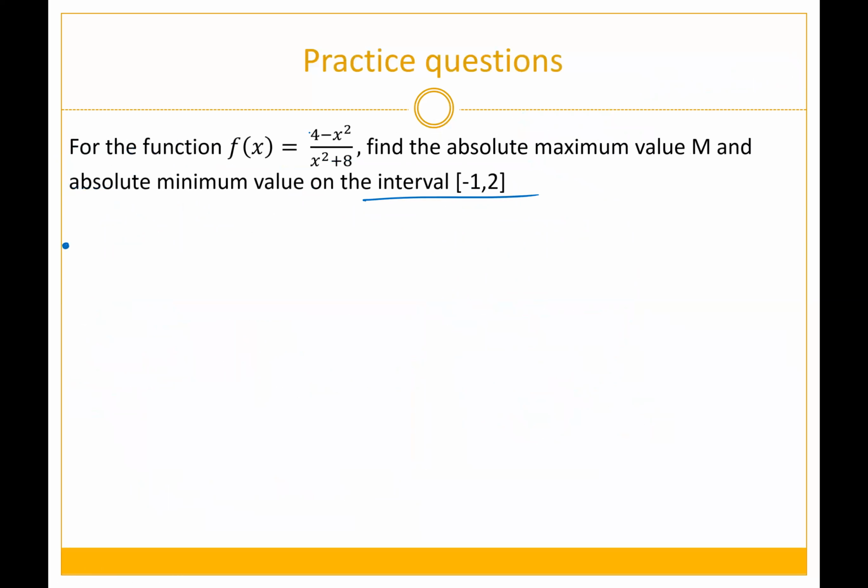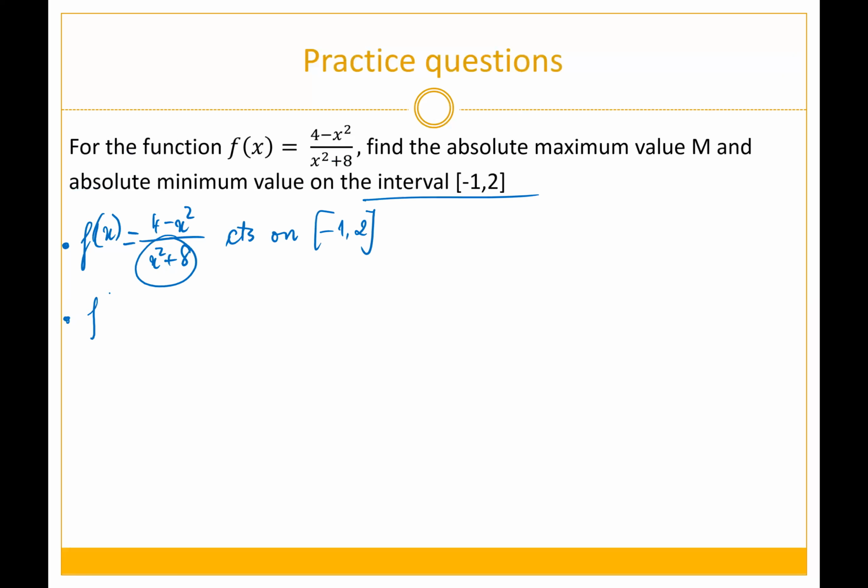First of all, you look at this function. You have f of x equal to 4 minus x squared divided by x squared plus 8. This one is continuous on negative 1 to 2, or more specifically it is continuous and defined everywhere because the denominator is always positive. You have x squared bigger than or equal to 0, and then x squared plus 8 is definitely bigger than or equal to 8, which is bigger than 0.